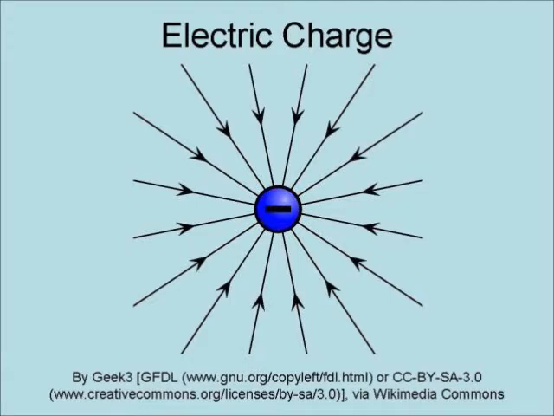This is an illustration of a negative electric charge. Field lines are always depicted as heading into the negative charge. This is purely a convention of the electromagnetic model. It is based on the direction of a positive charge moving in the field.